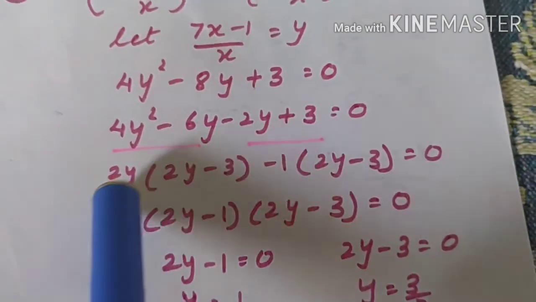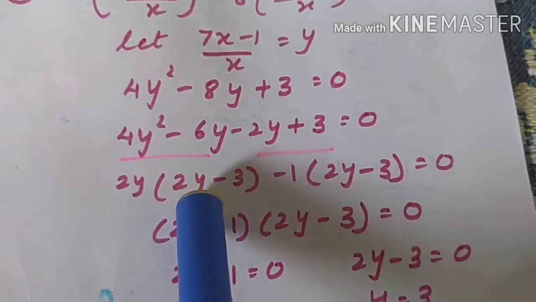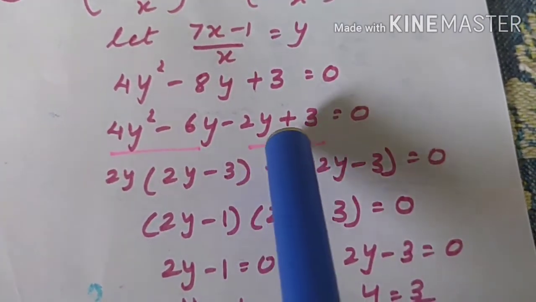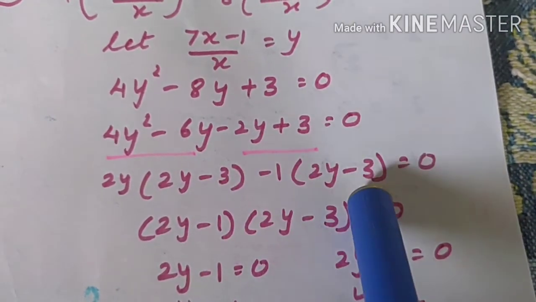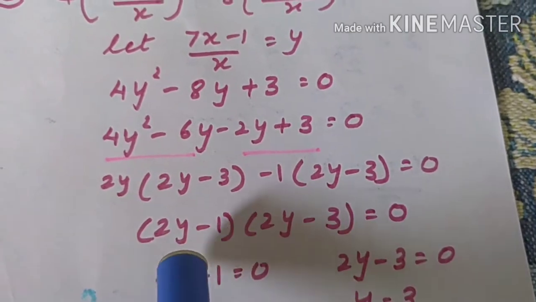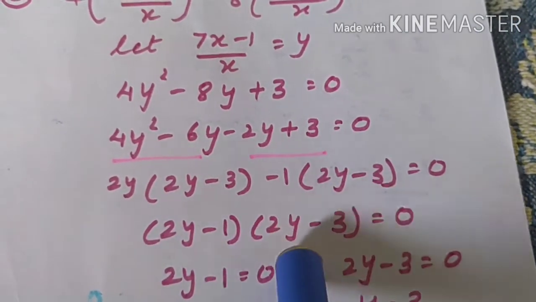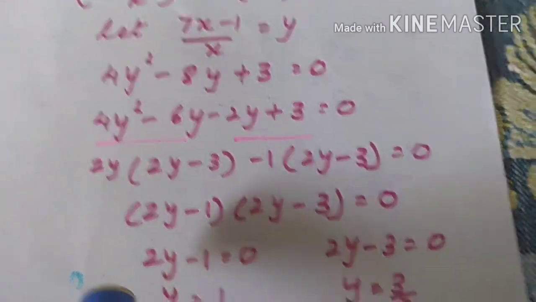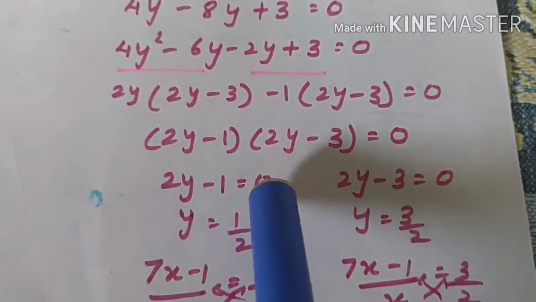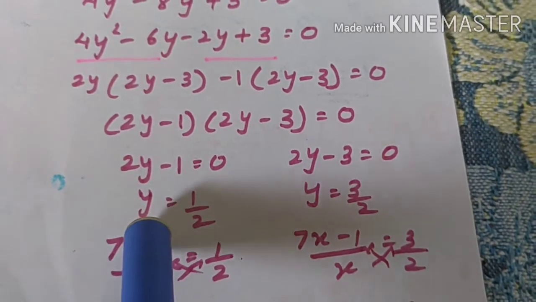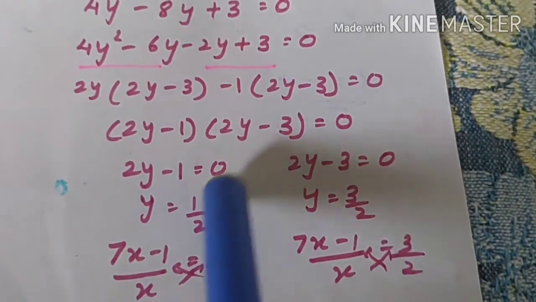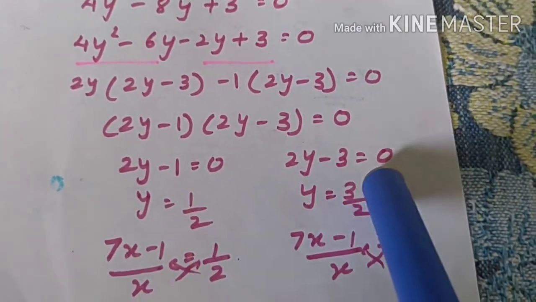From the first two terms, 2y is common. In the bracket, 2y minus 3. In the next two terms, nothing is common, so minus 1 is common: 2y minus 3 is equal to 0. So 2y minus 1, 2y minus 3 is equal to 0. Here 2y minus 1 is equal to 0 and 2y minus 3 is equal to 0. I get y is equal to 1 by 2, y is equal to 3 by 2.